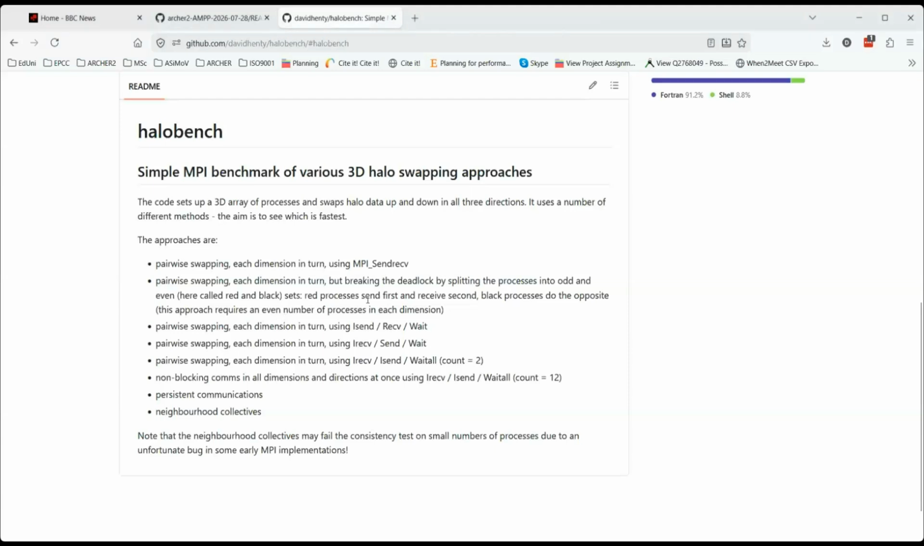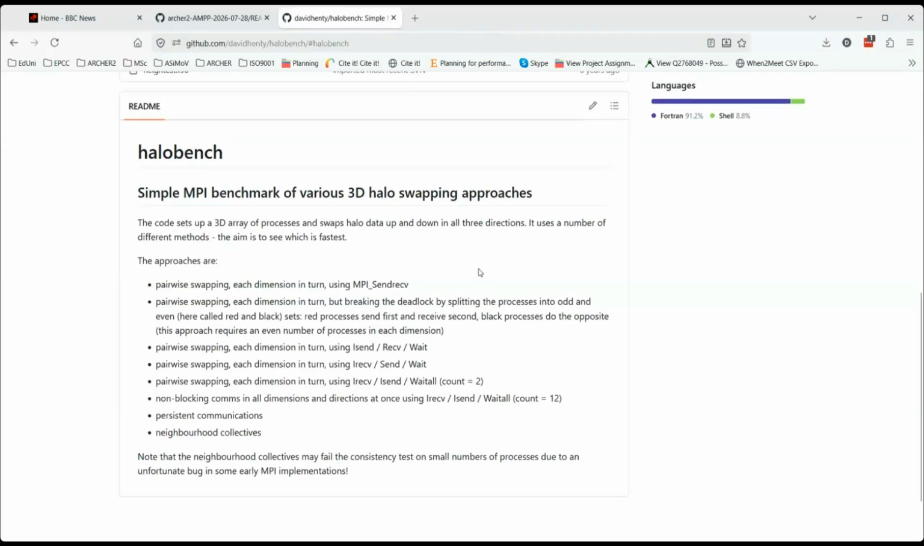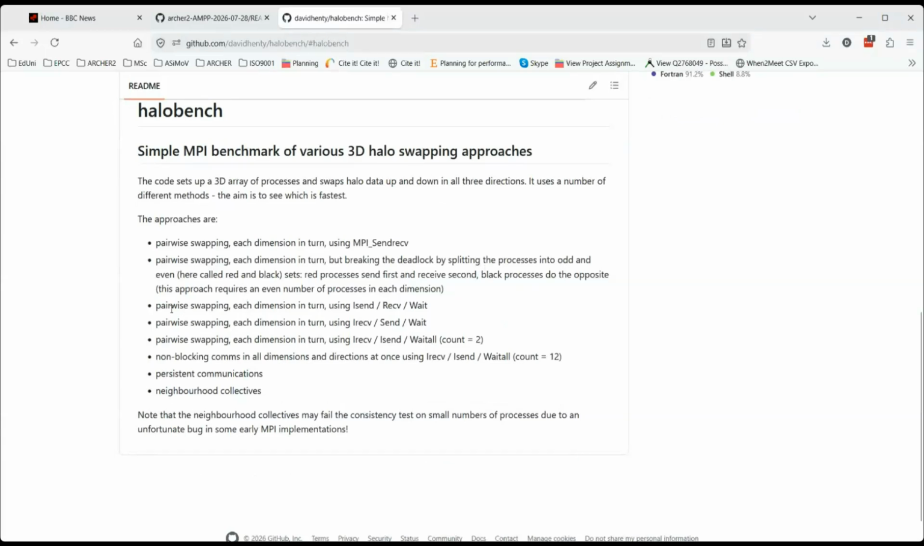The next one is to break the deadlock by splitting the processes into odd and even subsets. I've called these red and black. The red processes send first and receive second. The black processes do the opposite. That's another standard approach I've seen. So what I've done here basically is implement every approach I've seen in real codes for 3D halo swapping and see which one is the best.